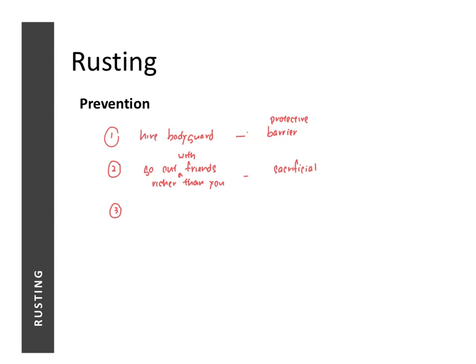Okay, the third method, if you are very rich but you are very stingy, you don't want to hire any bodyguards, then you go out with friends who have bodyguards. Alright, so when the bodyguards are guarding your friends, they will guard you as well. Okay, this method is known as formation of alloys.